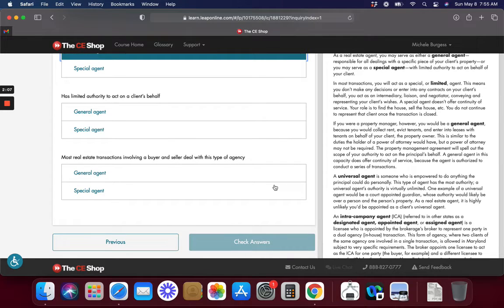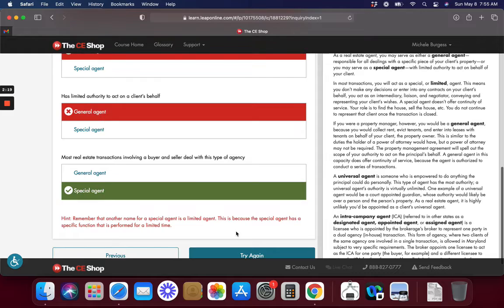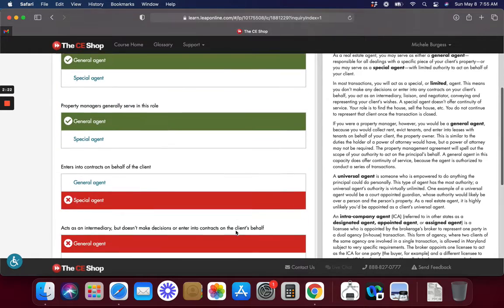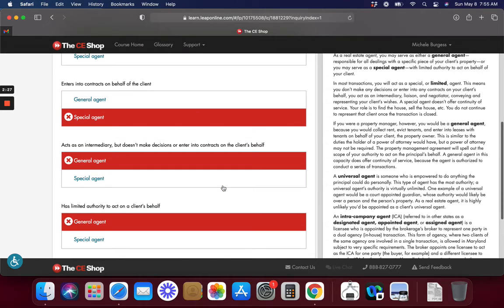Has limited authority to act on client's behalf. Make real estate transactions involving a buyer or seller. Deal with this type of agency. So we got a lot of these wrong. So don't listen to anything I said because I got all these wrong. Oh my goodness. Okay. Enters into contracts on behalf of the client is a general agent. Acts as an intermediary but doesn't make decisions as a special agent. Maybe I'm reading it wrong. All right, so I think I got them mixed up.